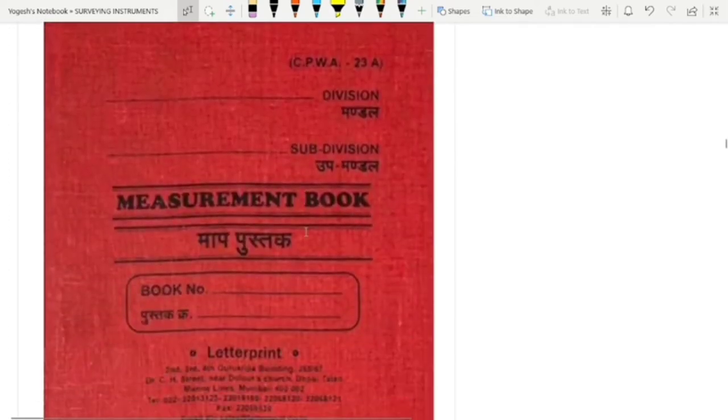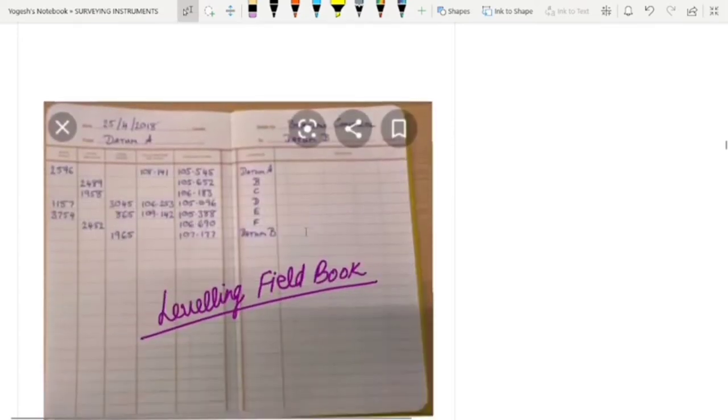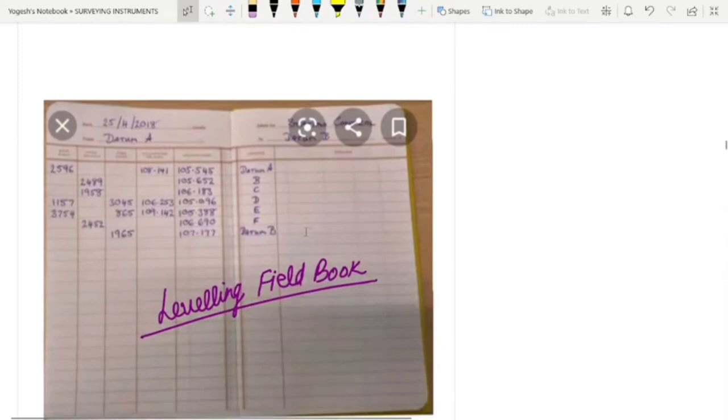This is our measurement book, in which all the measurements are recorded for practical purposes. This is the leveling field book, in which all the leveling calculations, such as the rise and fall method and the height of instrument method, are noted.